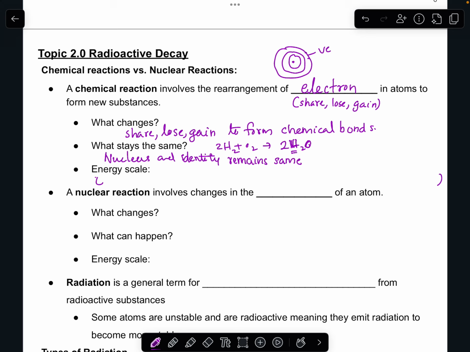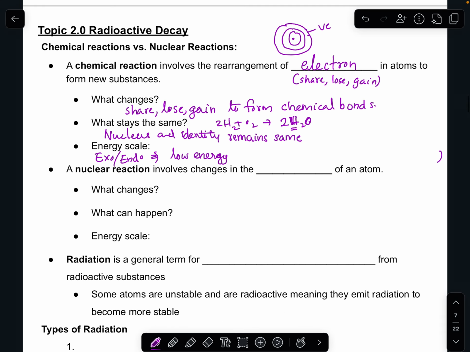Then energy. We learned two types of reactions last unit, exothermic and endothermic. They are releasing or absorbing energy, but in chemical reactions the amount of energy released will be low compared to nuclear reaction. In a nuclear reaction, the changes will take place inside the nucleus. What changes will take place? There will be a change in the number of protons and neutrons, the only two fundamental particles present inside the nucleus. As a result, one element will change into another. So identity will change.